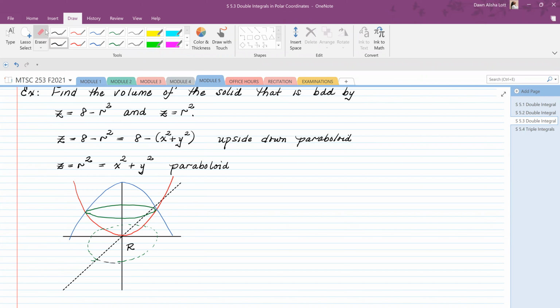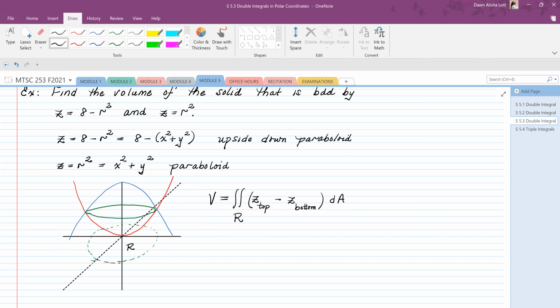Now, finding volume is the double integral over the region of Z top minus Z bottom dA. Regardless whether we're doing it with polar coordinates or Cartesian coordinates, we're taking a function over the top, so we're finding all the volume underneath it, and then we're subtracting off the volume underneath the bottom thing.